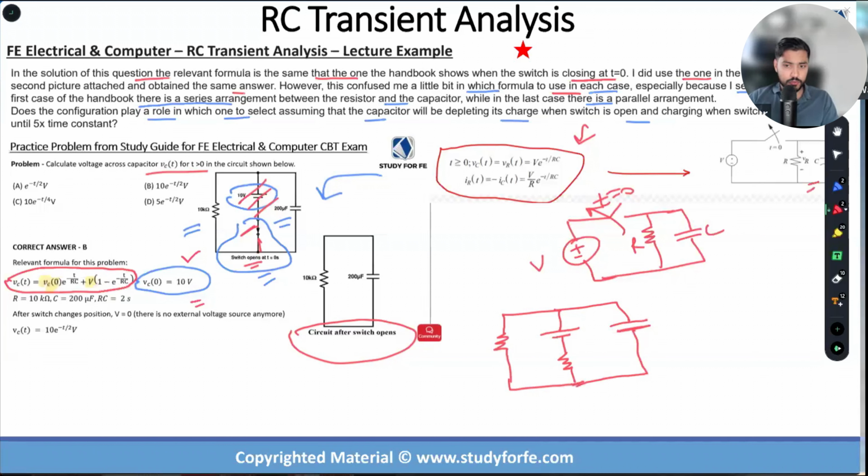When I open, please listen carefully. When I open the switch at t equals 0, this 10 volt battery actually gets connected in series with the resistor. It does. And you know what is the value of that resistor? Exactly, infinity. It's an open circuit. This branch is an open circuit.